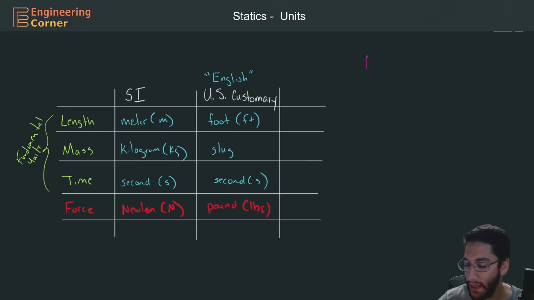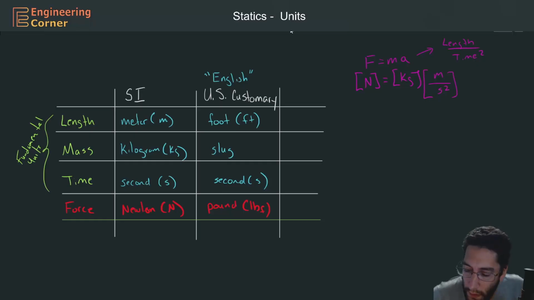So Newton's law is the sum of our forces equals mass times acceleration. And we say that a Newton is equal to a kilogram times acceleration, and acceleration is a length over a time squared. So it's going to be a meter over a second squared. And that is the definition of a Newton.